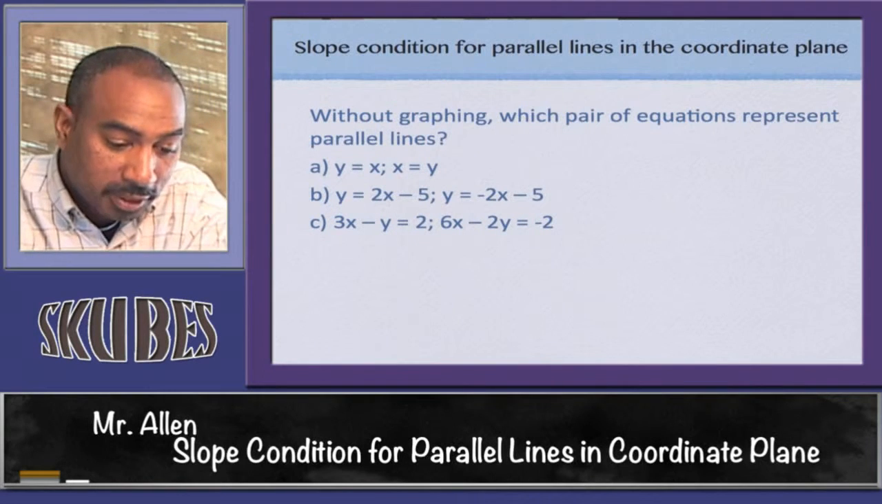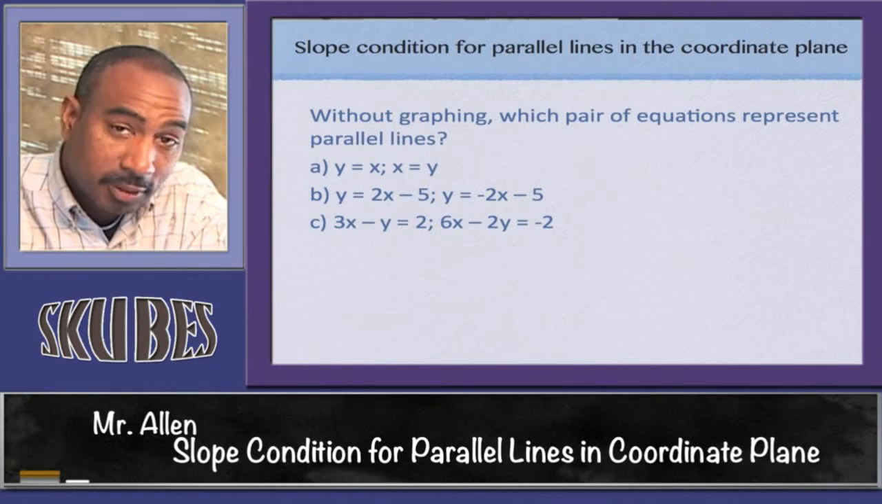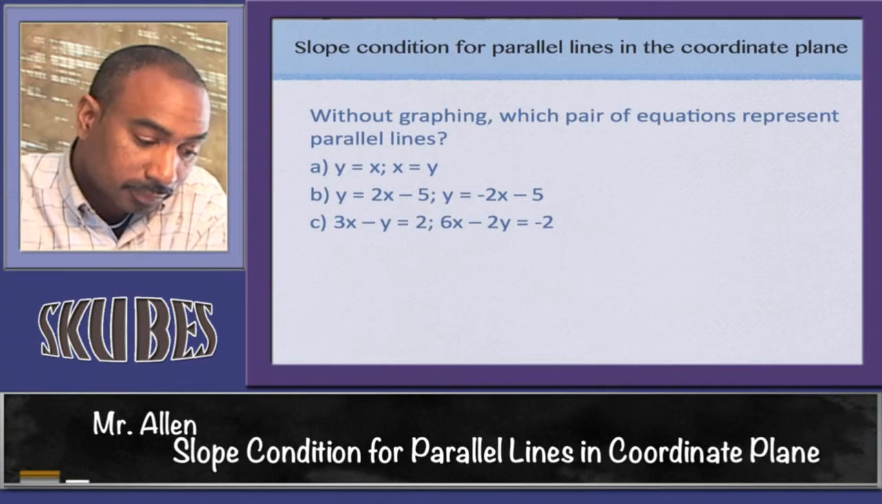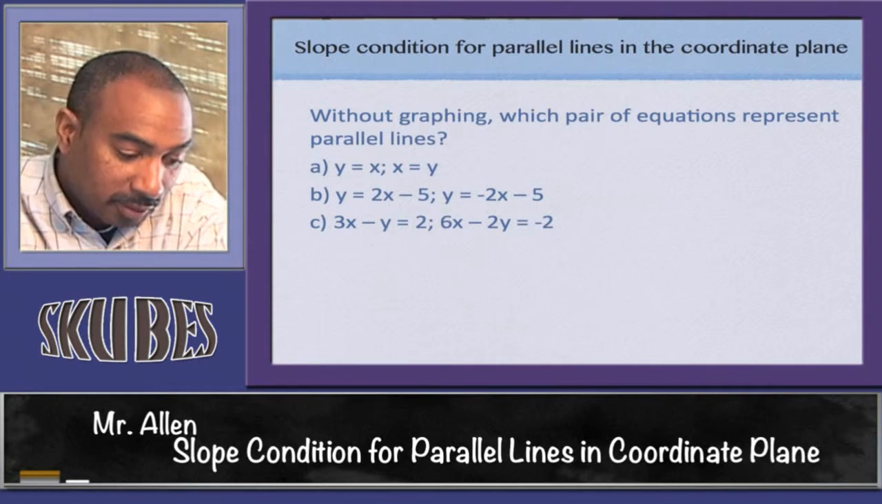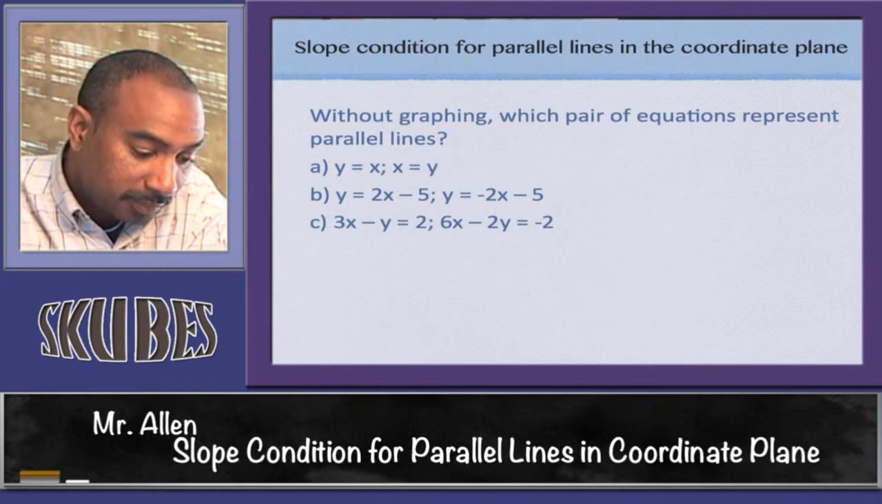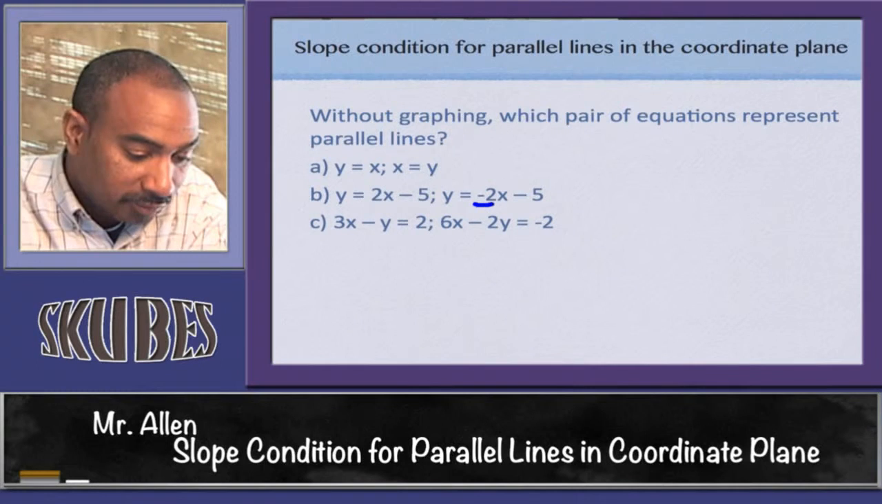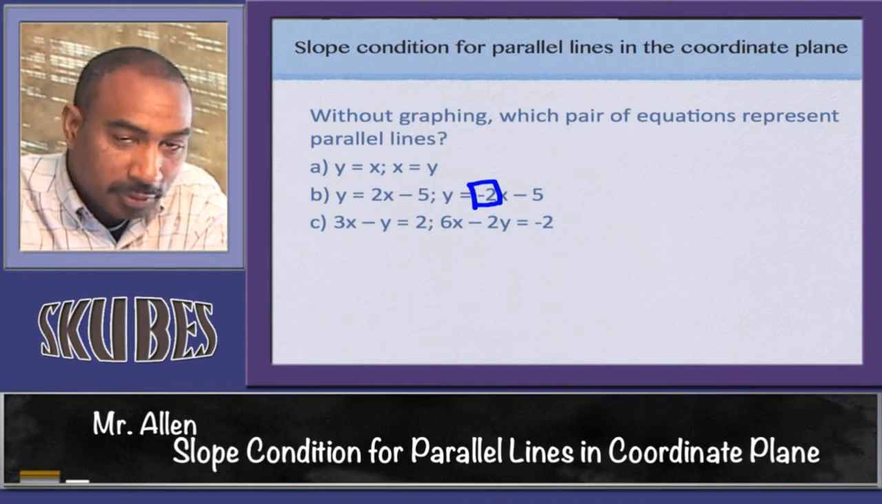Without graphing, which pair of equations represents parallel lines? Well, now be careful. Sometimes you have to put it in slope-intercept form. So it can't be A. You have y equals x, x equals y. Those are two different slopes. B, you have y equals 2x minus 5 and y equals negative 2x. Well, negative means it's a different slope.